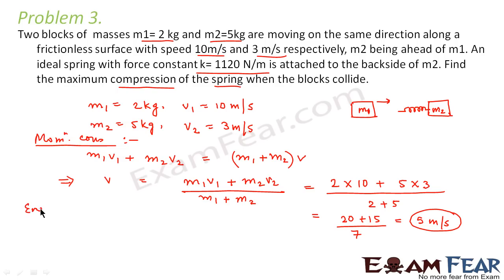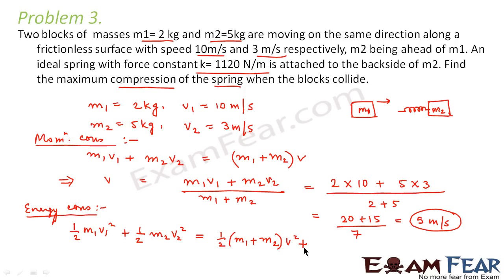So now let us apply the energy conservation, that is the kinetic energy conservation. So what will happen in that case? The total initial kinetic energy, which is equal to half m1 v1 square plus half m2 v2 square, will be equal to the total final kinetic energy, which is equal to half m1 plus m2 into v square plus the work done in compressing the spring, because after collision some of the energy is spent in kinetic energy of m1 m2 and the remaining energy is spent in compressing the spring. So what will be the energy in compressing the spring? That will be half k x square.